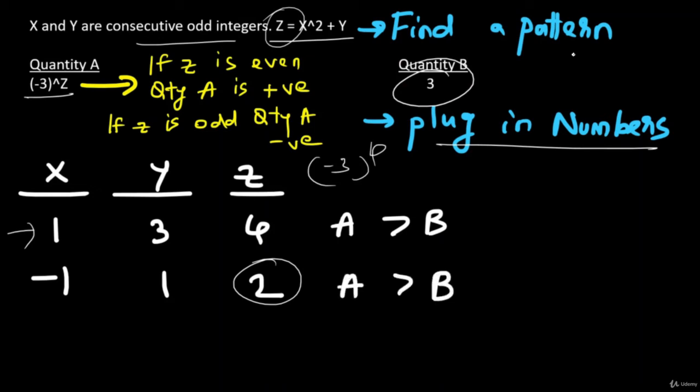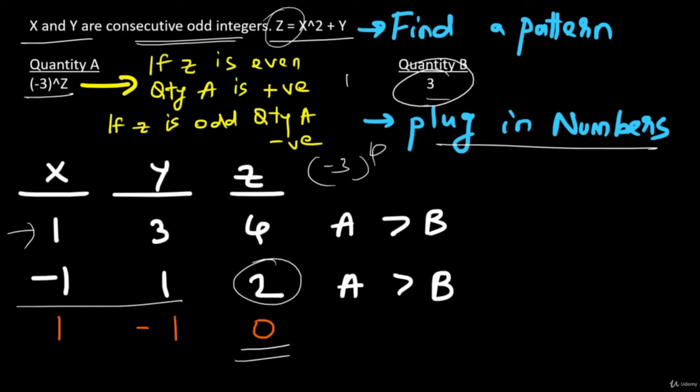Now, remember, it's just given that x and y are consecutive odd integers. It's not given that x has to be less than y or any such information. So let's try to reverse this. What if x is 1 and y is minus 1? In this case, we have z as 1 minus 1, right, which is equal to 0. All right. So in this case, quantity A is minus 3 to the power 0, which is 1, right? And quantity B is 3 itself. So over here, we have 3 greater than 1, right?